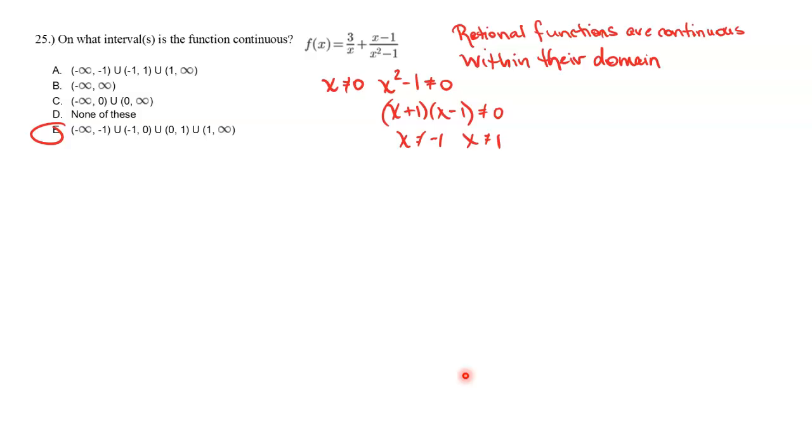All right, then for 25, on what intervals is this function continuous? So remember that we know that rational functions are continuous within their domain. So this is a rational function. So its domain is going to be everywhere except for where its denominator equals 0. So we're going to say all real numbers except for where x equals 0. And the same thing for this one, all real numbers except for where x squared minus 1 equals 0. So if we factor that, x squared minus 1 would be x plus 1 times x minus 1. So that would mean that x can't be a positive 1 or a negative 1. So it can't be 0, 1, or negative 1.